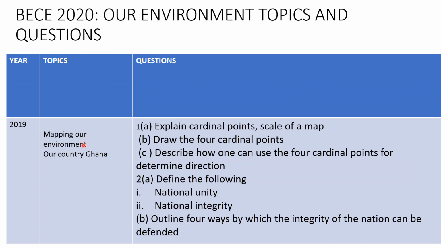So we now move on to 2019. 2019 too, the topics were mapping our environment, our country, Ghana. So the questions were: explain the cardinal point scale of a map, draw the 4 cardinal points, describe how one can use the 4 cardinal points for determining direction, define the following: national unity, national integration, outline 4 ways by which the integrity of the nation can be defended. So these are our environment. So the topics that are left out, that they haven't set over the years, are population and adolescent reproductive health. So we now move on to 2020.